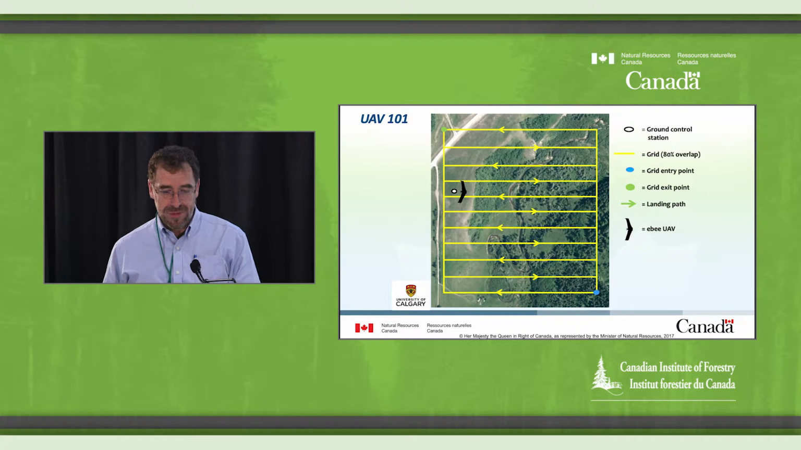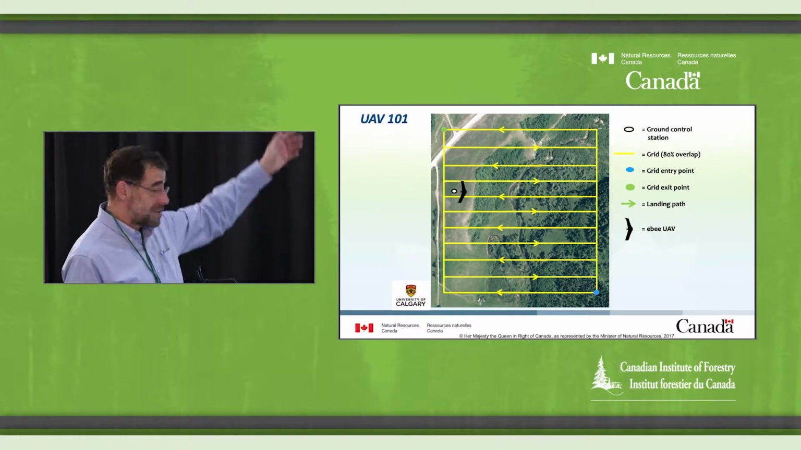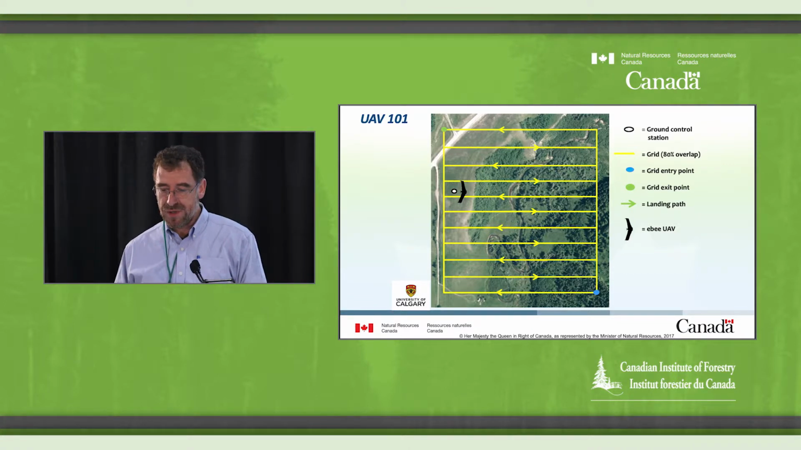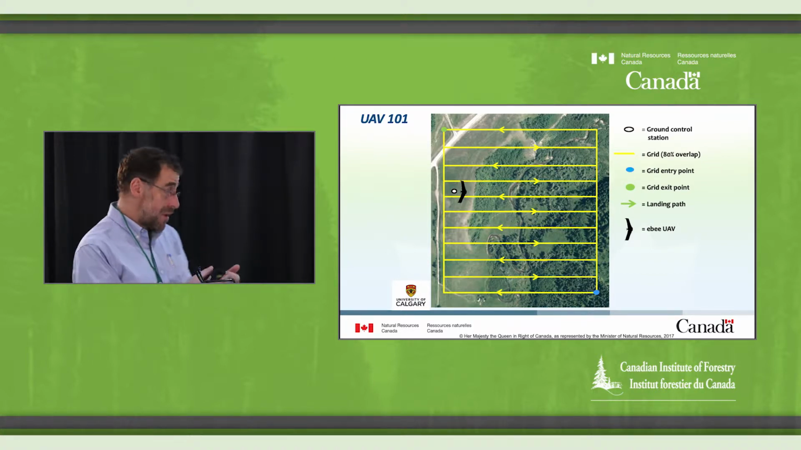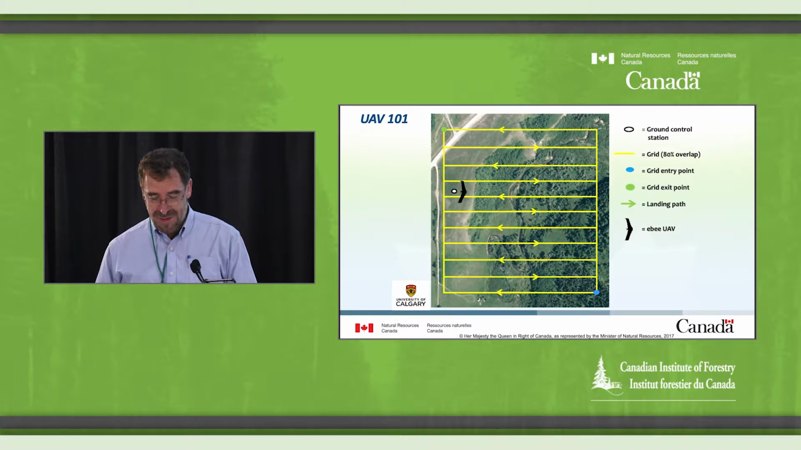Then you go to the field with your drone. So this will be your flight plan with your flight lines, and then you go to the field, you set up your ground station, this white dot there, and you launch your drone from there. The drone is going to go to the start point, and it's going to do this grid. And when it finishes, you are going to land it, and then you bring your data and you start your photogrammetric processing.